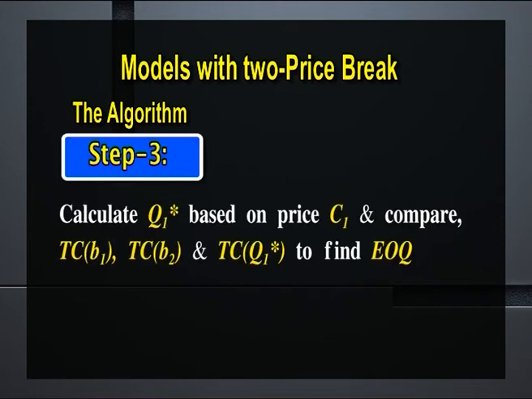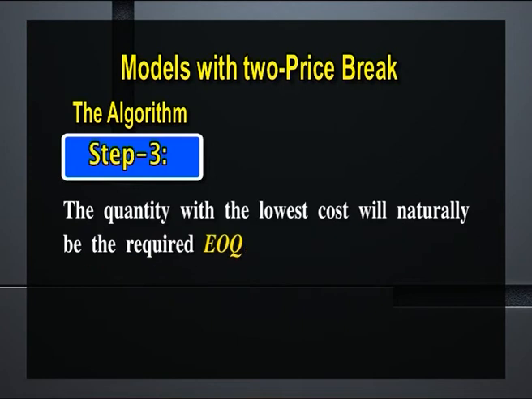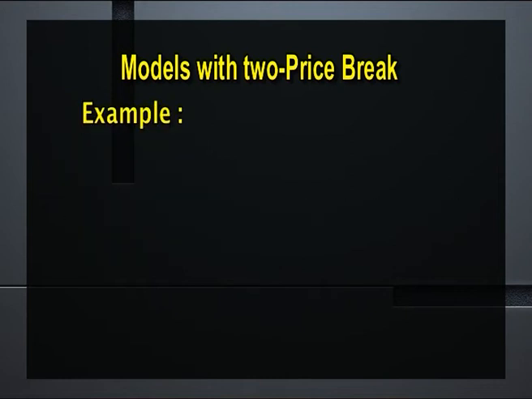Step 3. Calculate Q1 star based on price C1 and compare TC B1, TC B2 and TC Q1 star to find EOQ. The quantity with the lowest cost will naturally be the required EOQ. Let us take an example to understand the concept.